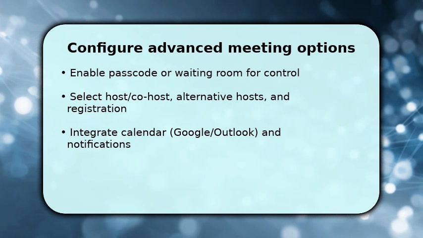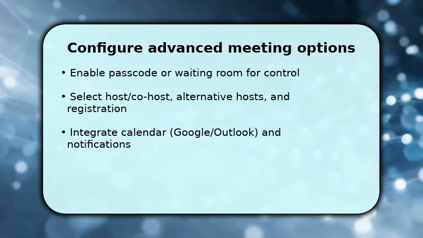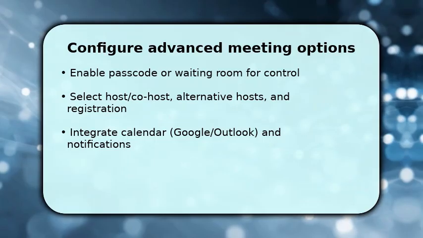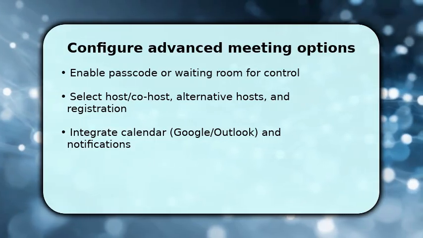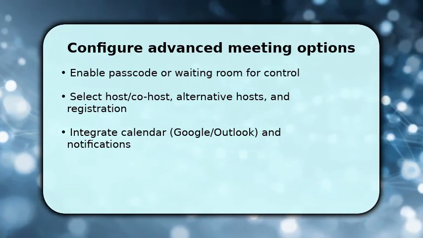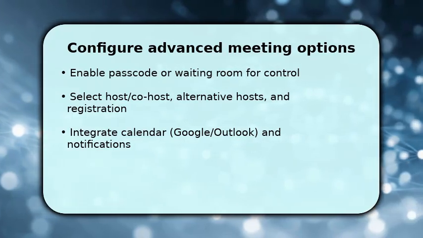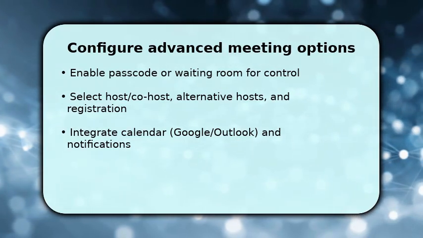Next, tighten control. Enable passcode or waiting room and decide why. Passcode stops random joins, waiting room lets you admit people. Add alternative hosts or co-hosts for support. Include registration if you need attendee tracking. Configure video/audio permissions and join before host settings depending on how you want attendees to enter.